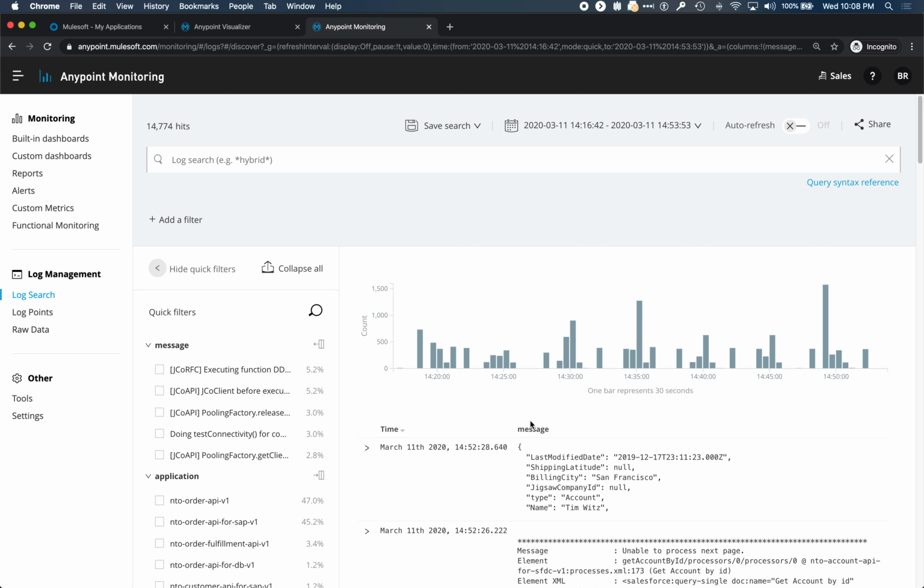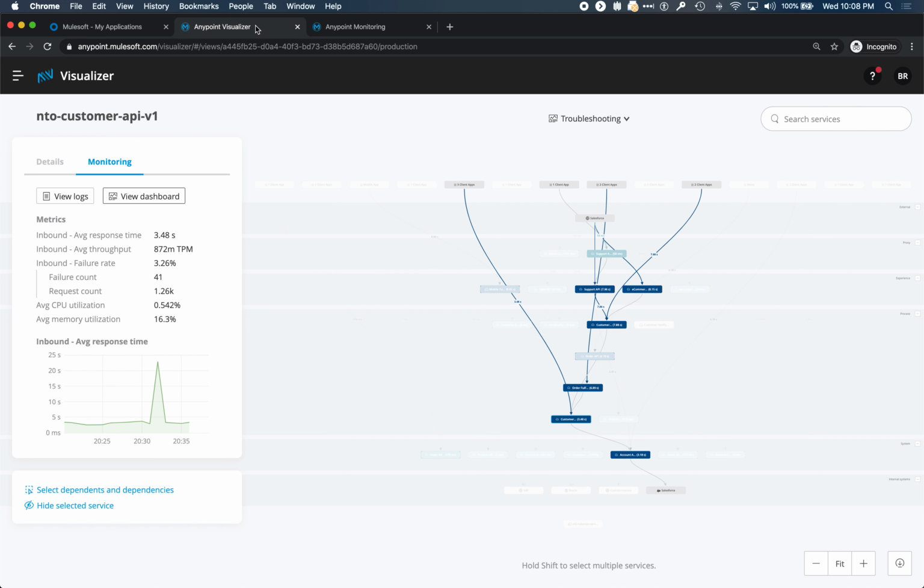So we were able to go from top down to bottom very, very quickly and leverage the monitoring, the logging infrastructure that's there, the visualizer infrastructure that we started off with, to really help us to identify problems and monitor that infrastructure that we're running on.